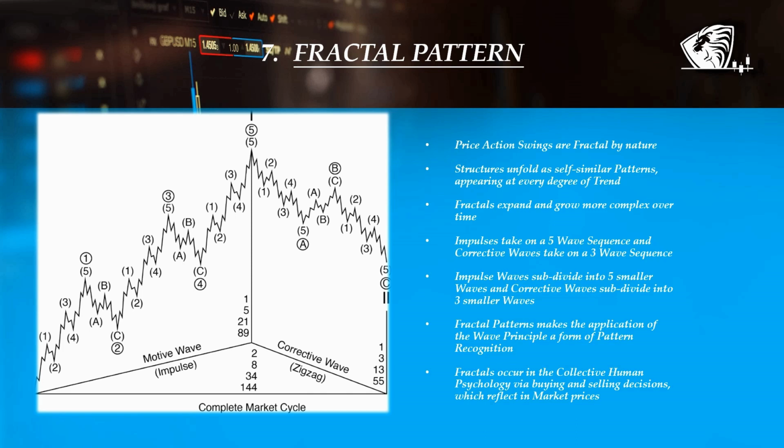and corrective waves take on a 3 swings sequence, with impulsive waves subdividing into 5 smaller waves and corrective waves subdividing into 3 smaller waves. This means that the application of the wave principle is a form of pattern recognition, and these natural patterns occur in the collective human psychology via buying and selling decisions, which reflect in market prices.